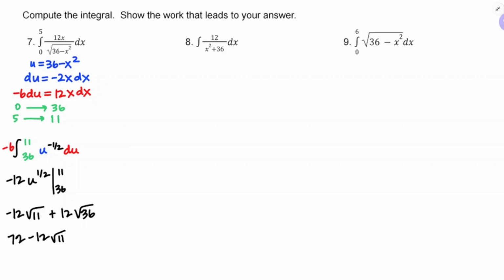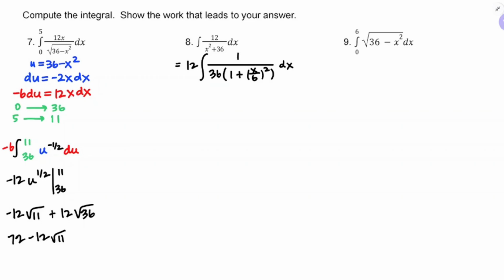Okay, for number 8, x squared plus 36 in the denominator, oh man, this is going to be related to arctangent, because if it was just x squared plus 1, it would be 12 arctangent of x. We'll be able to do some algebra on this one. I think it's going to have to do with x divided by 6, again, just like the other ones. So I'm going to factor out the 12 first, and then also factor out the 36.